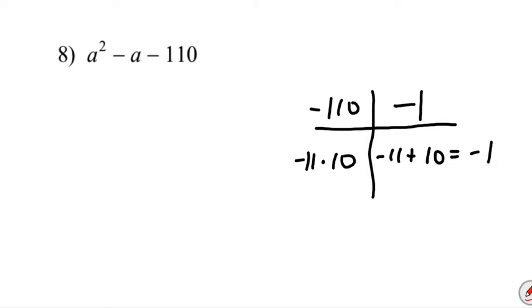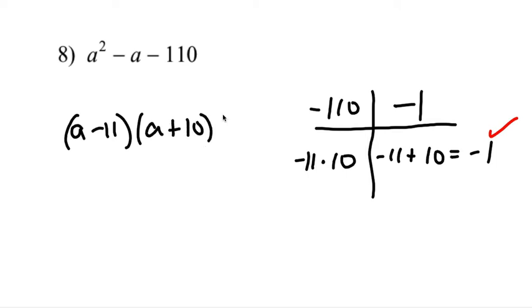But again, take as much time as you need, run through as many factors, use your calculator. You'll eventually get there, okay? For these problems, it's really just perseverance. Like, keep trying, keep trying, keep trying. You might not get it on the first 2, 3, 4 tries, but eventually you will get it if you keep trying. So negative 11, so a minus 11. Positive 10, a plus 10. There's my final answer.